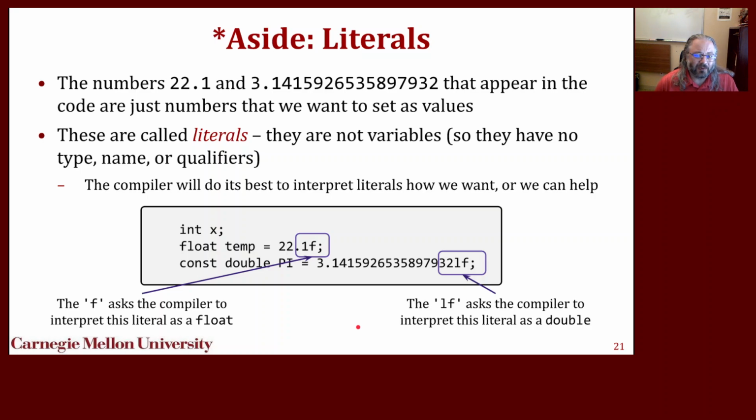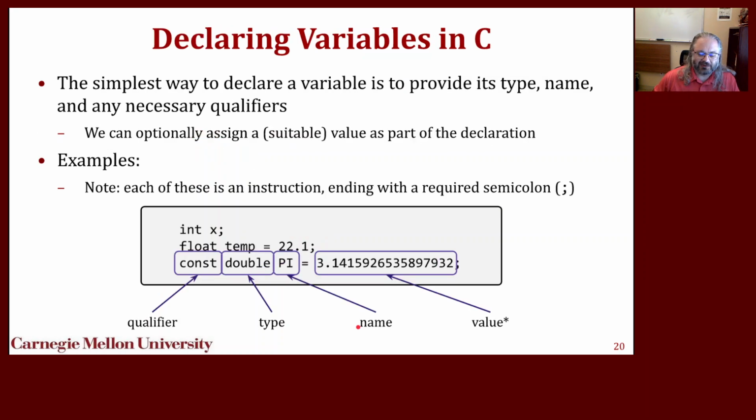Now, the compiler will try to interpret literals how we want them to be interpreted. In this case, if we say, take the literal value 22.1, assign it to a floating point variable, it will say, okay, I know how to map 22.1 into a floating point number. I know how to encode that. If we give it this many decimal digits of pi, and we tell it to encode that as a double, it's going to try, but it's going to have some rounding errors.